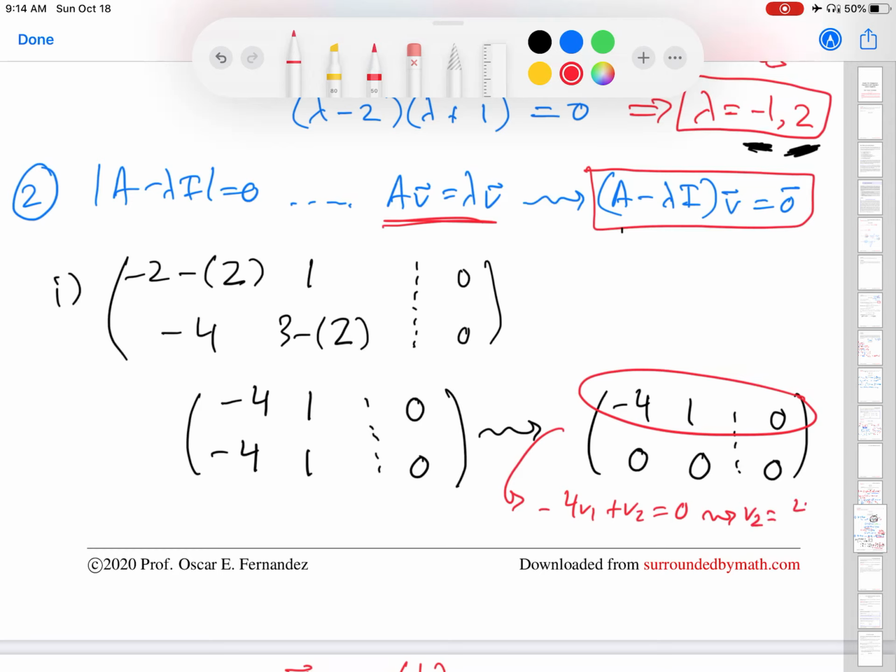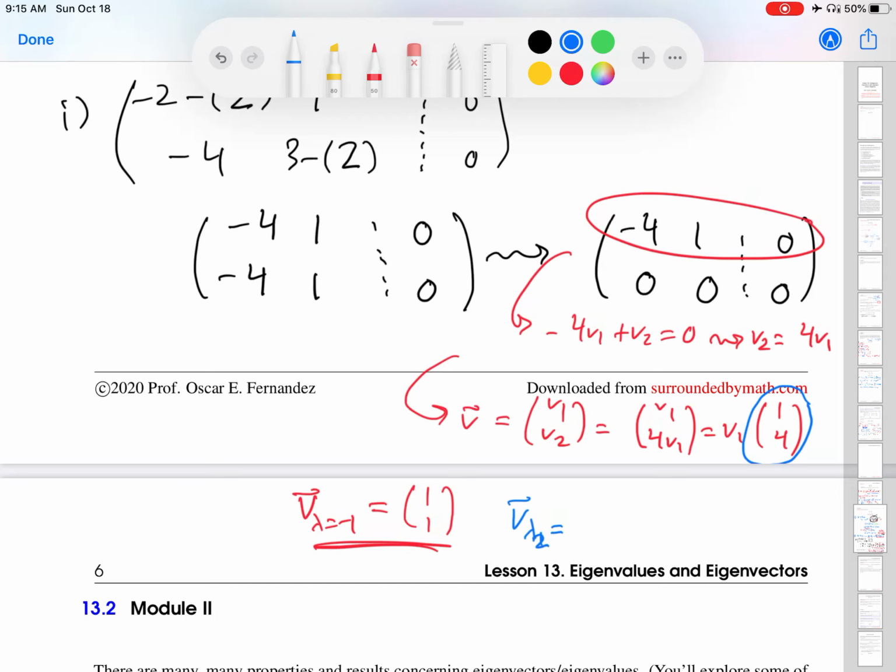So v2 is 4v1. So therefore the eigenvector v, which had components v1, v2, now looks a little different in this case. It has components v1, 4v1. So if I factor out the v1, I get 1, 4. And like we did before, I'm going to call this the sort of generator of the eigenvectors corresponding to the eigenvalue lambda 2 equals 2. So that's 1, 4. Okay, so that is how you find the eigenvalues and the eigenvectors for this example.